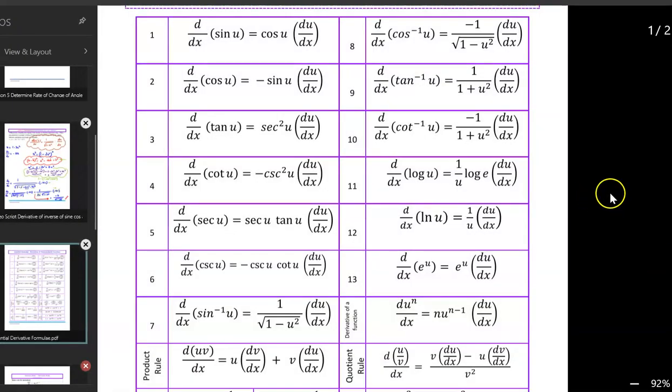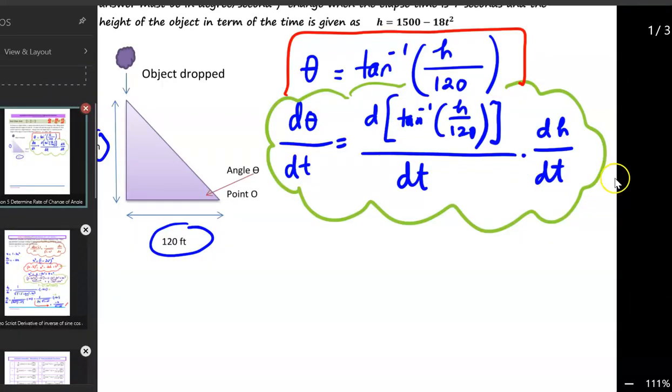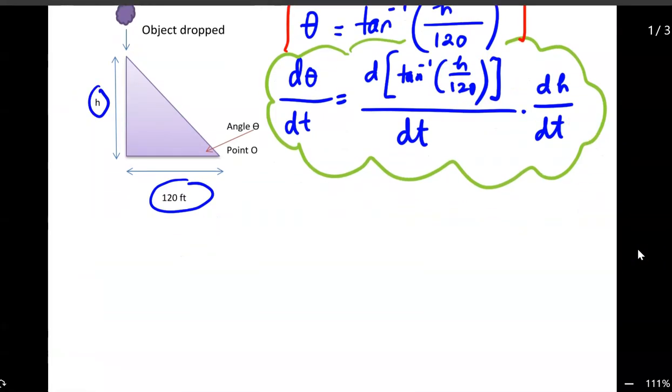So the formula that we are going to use in this example is formula number 9. To find the derivative of the inverse tangent of function u, you are going to have 1 divided by 1 plus u squared multiplied by du over dx, right? Okay. So what is your u in this case? Your u in this case is h over 120. So what I'm going to write is d theta over dt. Okay, differentiate this part of the equation here.